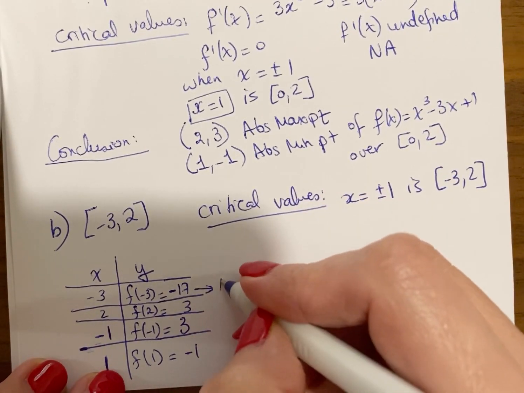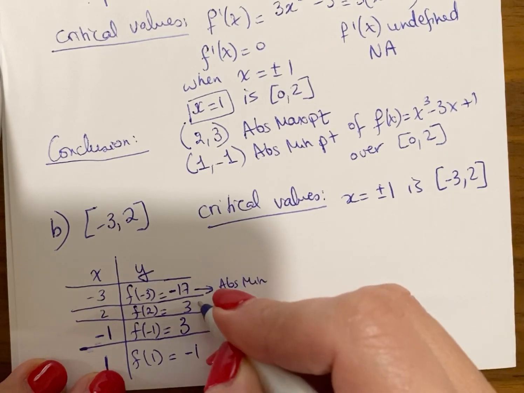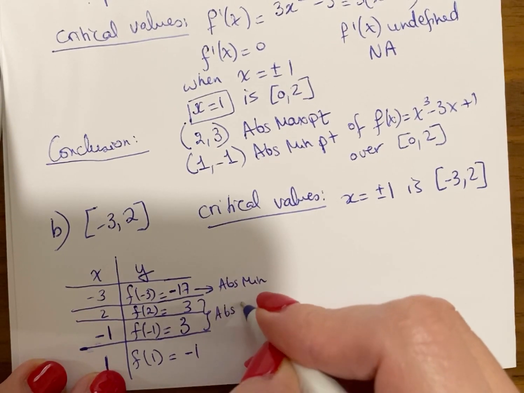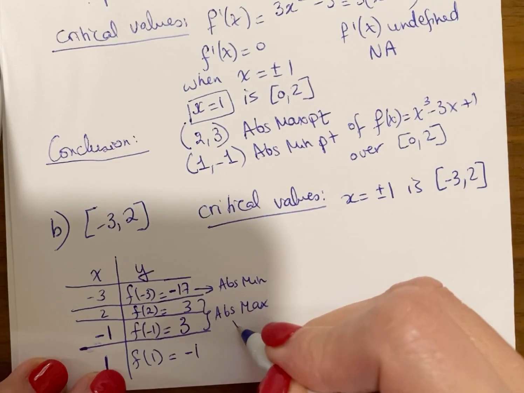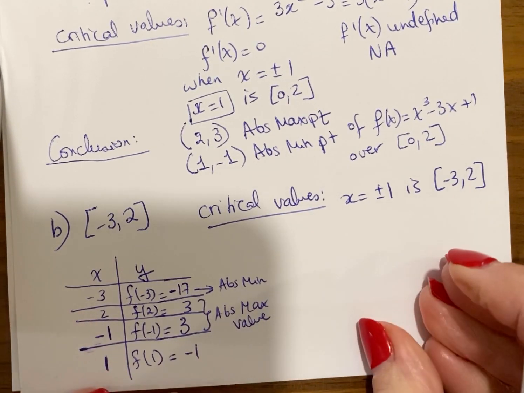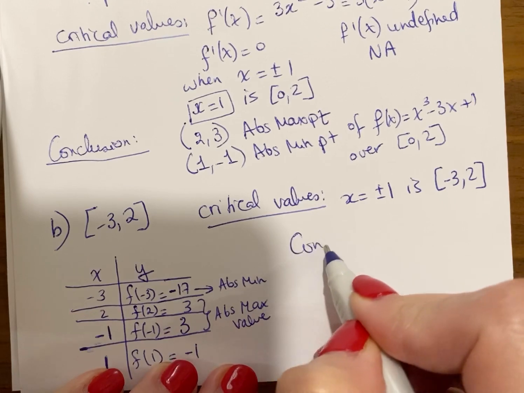This over here is my absolute min. And these over here both have the same value. They are my absolute maximum value. So what is the conclusion for part B?